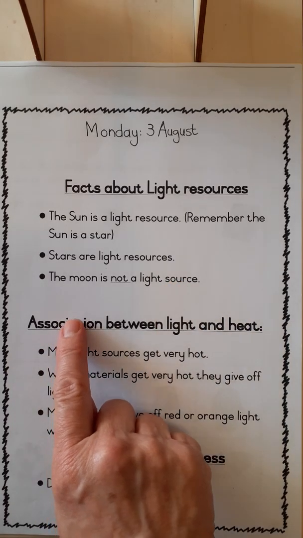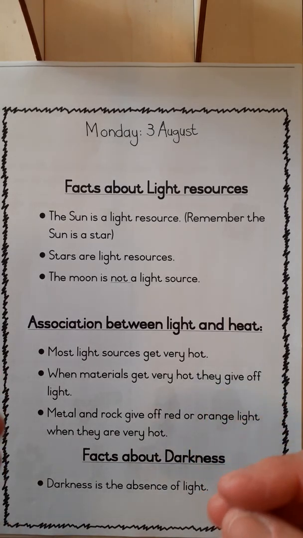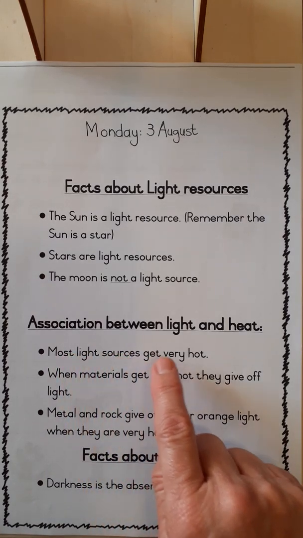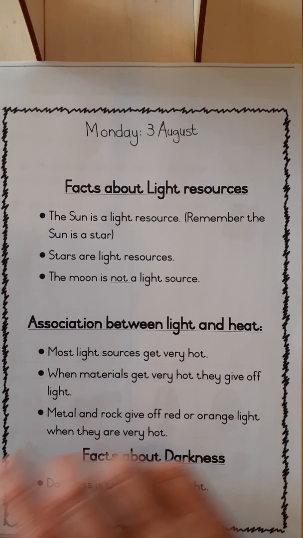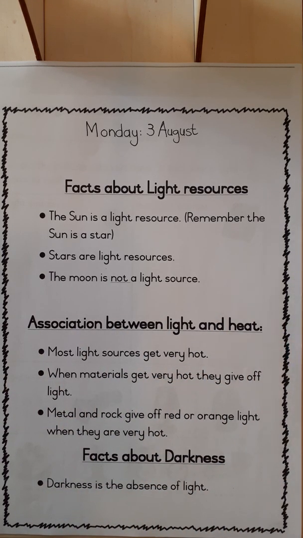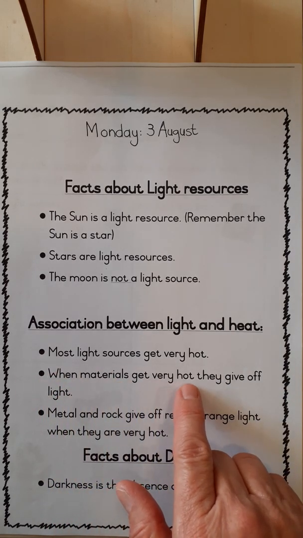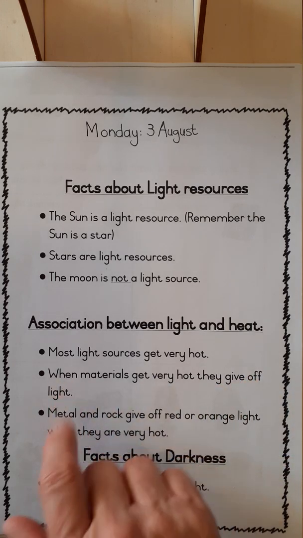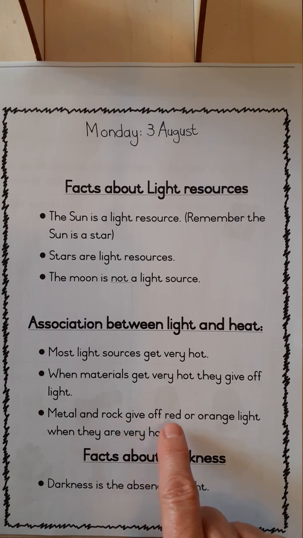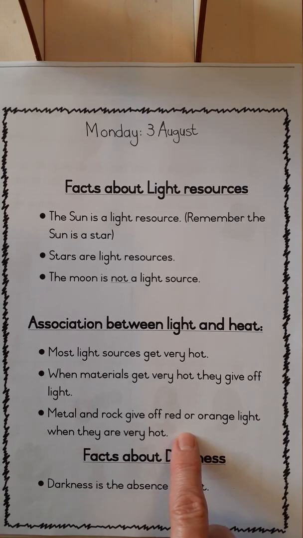Now, the association between light and heat, the difference between light and heat, that's what this word means. Most light sources get very hot. Okay? Like your oven, your stove, a candle that is lit. When materials get very hot, they give off light. All right? Metal and rock give off red or orange light when they are very hot. Okay.